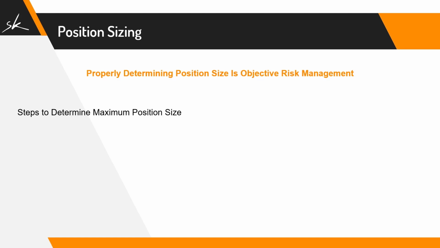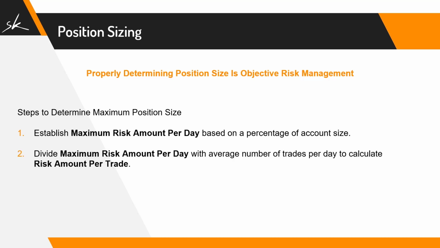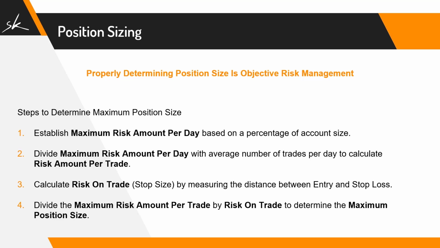Any trade can be a stopped out trade. That is why determining proper position size is objective risk management. To determine the maximum position size, we first establish the maximum risk amount per day based on percentage of our account size. Now we divide the maximum risk amount per day with average number of trades per day to calculate risk amount per trade. Identify risk on trade, which is the difference between entry and stop loss. Divide the maximum risk amount per trade by risk on trade. This gives you the maximum position size.